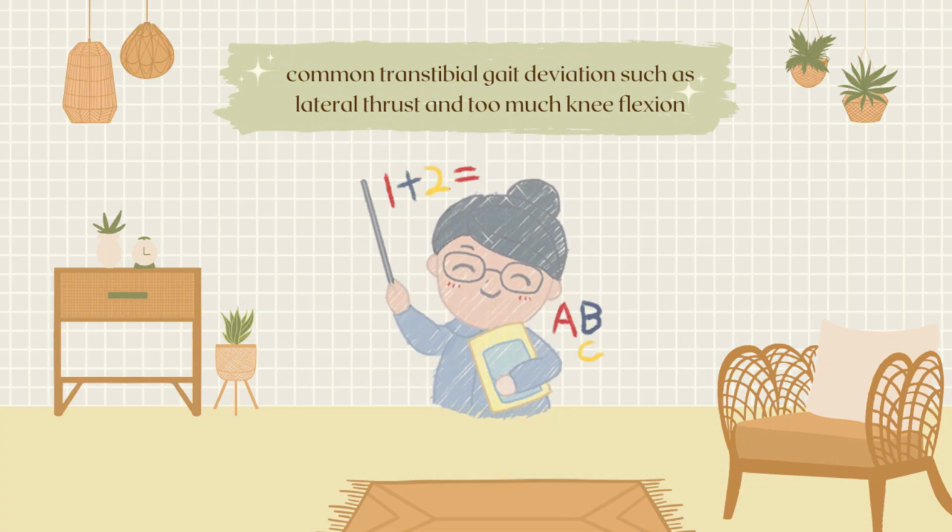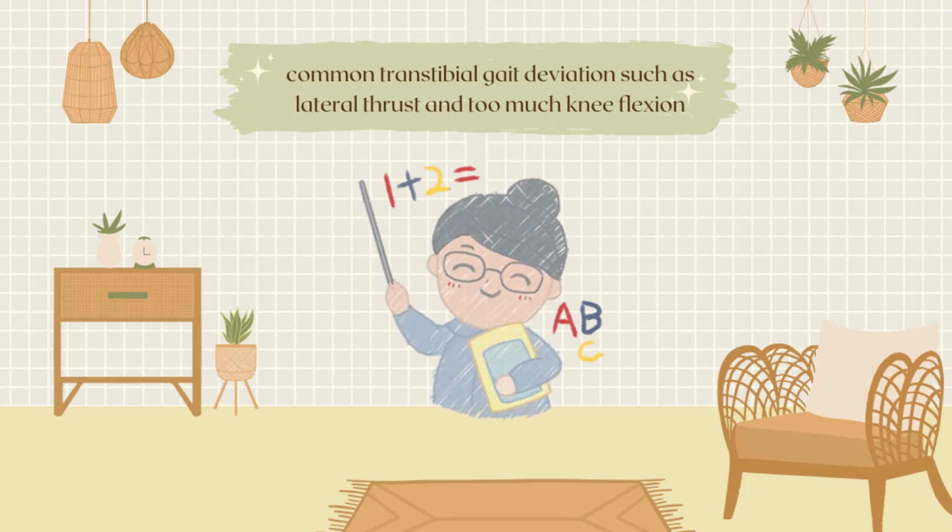In this video, we will demonstrate and explain about common transtibial gait deviations, such as lateral thrust and too much knee flexion. Before we demonstrate the gait deviation, we will explain what lateral thrust and too much knee flexion gait deviations are.